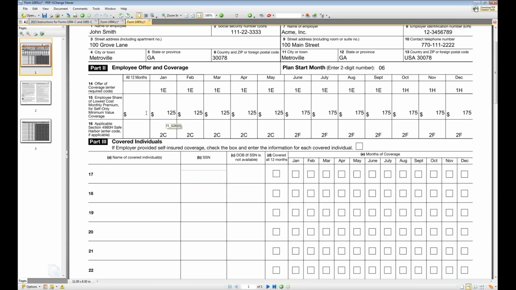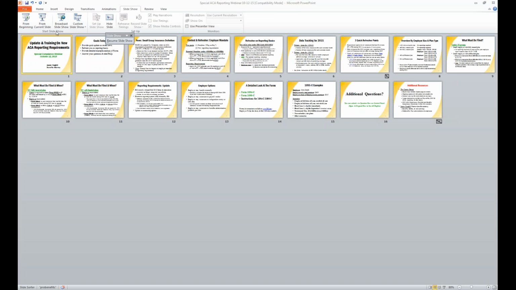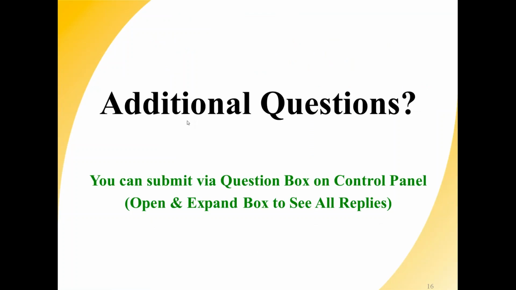I ended up, in the interest of time, going through that really fast, so I'm sorry for flying through the details there. Here's what I'm going to do in the interest of time. I know that some of you need to go, so what I'm going to do is this. I'm going to finish up here with the slides and the 1095-C.